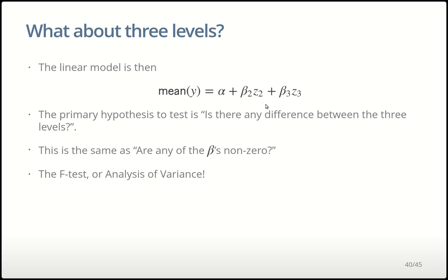So if all the groups are the same, then both of the betas have to be 0, right? Because group 2 would be the same as group 1, and group 3 would be the same as group 1, so both of the betas have to be 0. So testing, is there any difference between the groups, regardless of where that difference might be, is the same as testing, are any of the betas non-zero? And that's exactly the same as we had before when we were testing, are any of the numeric variables important in our model? It's just saying, is the model important, which is the F-test, right, or analysis of variance.